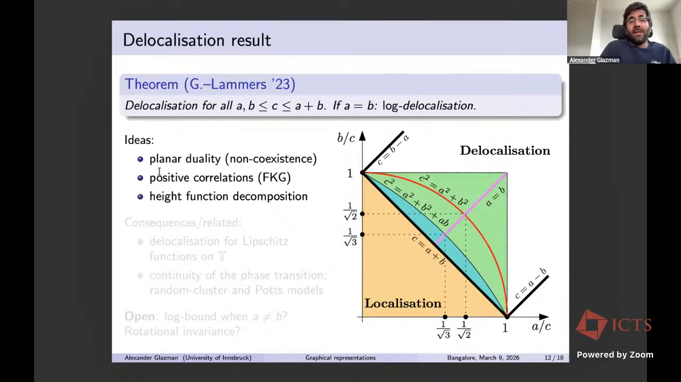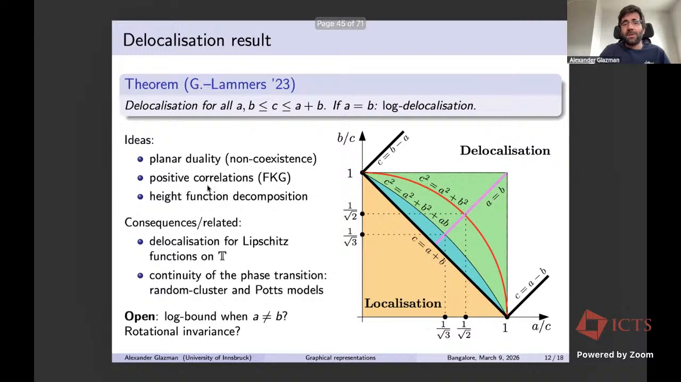So their main ideas are soft probabilistic tools, which are planar duality, positive correlation inequalities, and this height function decomposition, this graphical representation, which I mentioned earlier, and I will describe it very soon. And since we don't use a parafermionic observable, in fact, this proof extends to a model which is not known to be integrable, which are Lipschitz functions on the triangular edges, which I will also describe later on. And this also gives a new proof of the continuity of the phase transition in random cluster and Potts models, which I mentioned earlier.